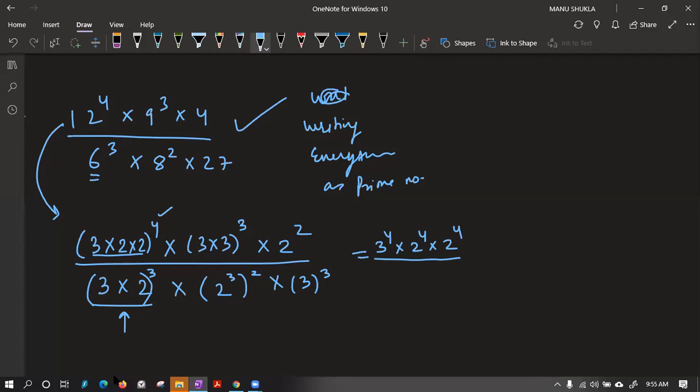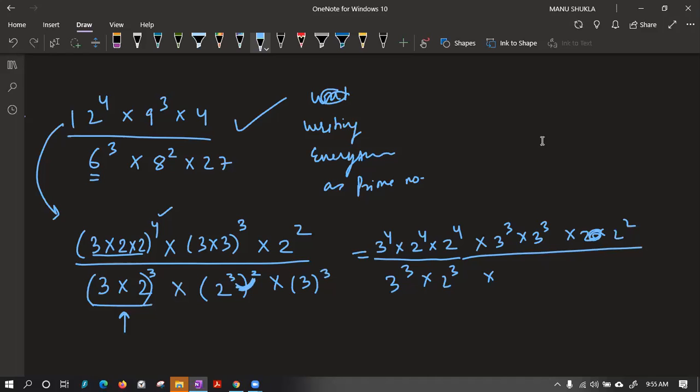Okay. Similarly, we can write 3 power 3 into 3 power 3. Time is less, but still let me complete this. Then we can write 2 power 2 only. Here we have 3 power 3 into 2 power 3. Then we have class, power of power. We have learned the formula.